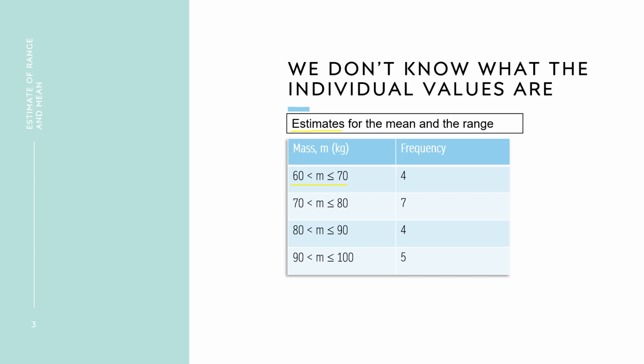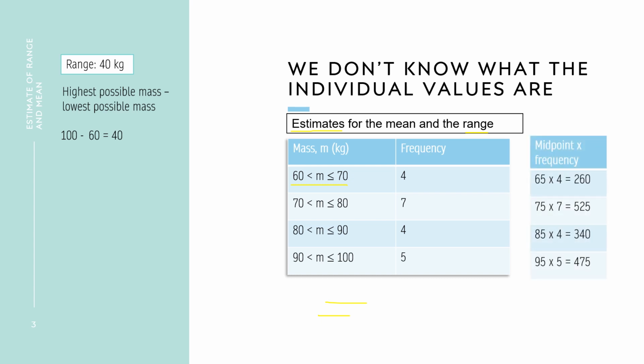Okay, so let's start with finding the range first. So the range is highest possible mass minus lowest possible mass for group data. So the highest possible mass we can have is 100, and then we subtract the lowest possible mass, which is 60, from it to get 40. So the range is 40 kilograms. Now let's look at the mean.